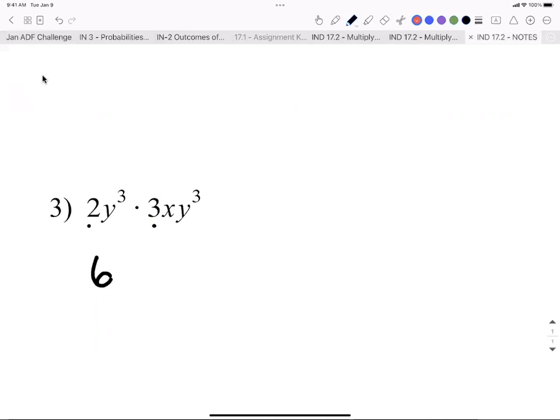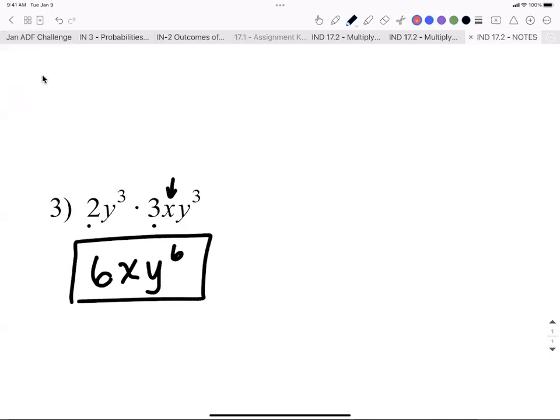So x, y is what we have to deal with, so I'm going to deal with my x's first. I only have 1, so it just still is a 1, okay? I only had 1 x, I still only have 1 x. Then I look to my base of y, base, keep your base. And I've got 3 y's and 3 y's, which is a total of 6 y's. And that's your answer. Okay, so far so good.